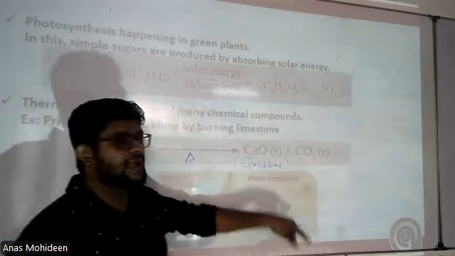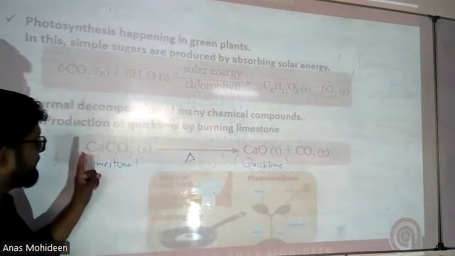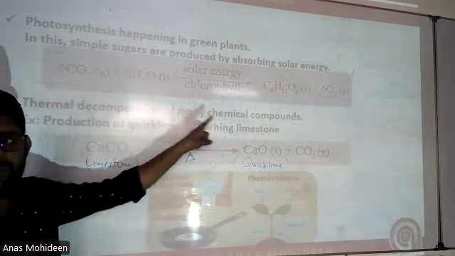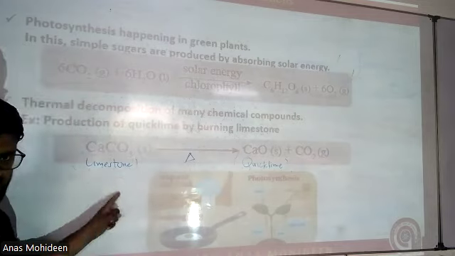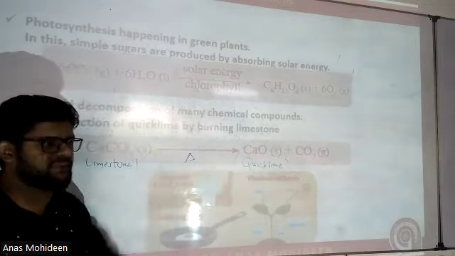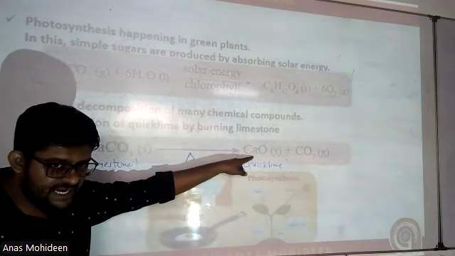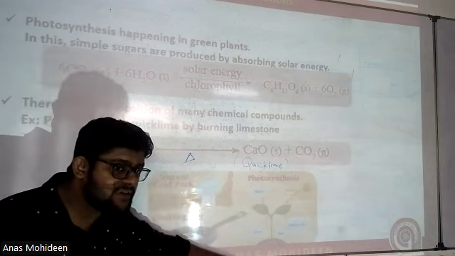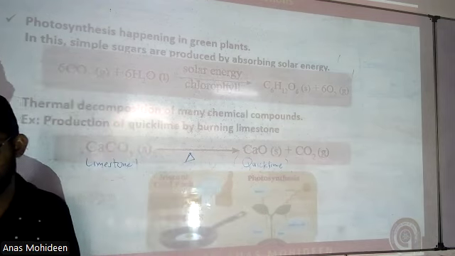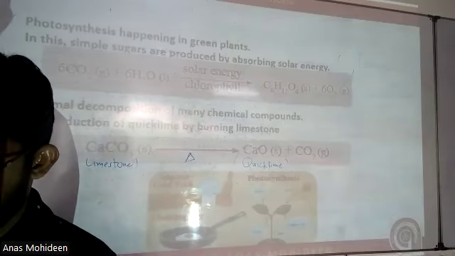For the quicklime, you add water. What happens? It gives you slaked lime. So the decomposition of calcium carbonate into calcium oxide and carbon dioxide is an endothermic reaction, an absorbing heat reaction. Calcium oxide you add with water, becoming calcium hydroxide, is an exothermic reaction. You see, two types of reaction. This is endothermic, the previous one is exothermic. Write them.